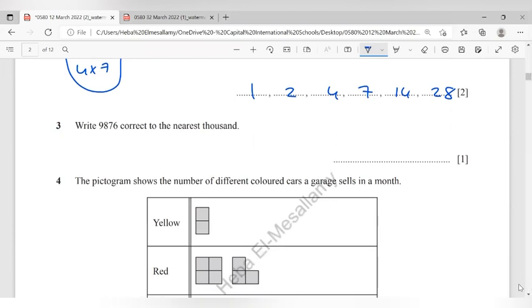Question 3. Write 9,876 correct to the nearest thousand. So I have here 9 in the thousands place, 8 is the neighbor, it will add to the 9. So the final answer is going to be 10,000.